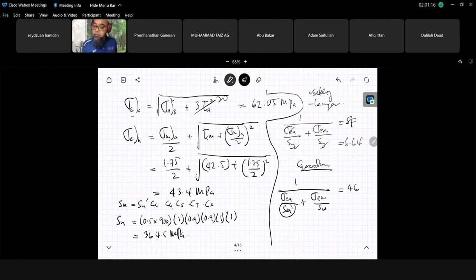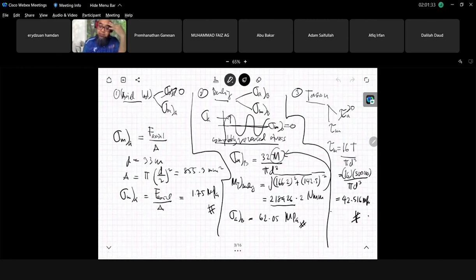Doktor, nak tanya, kenapa kita tak consider mean bending? Oh, mean bending sebab dia completely reverse stress. Okay, complete reverse stress, kita dapat graf ni. So mean dia tengah-tengah zero. Mean you tengok balik sekejap saya share.